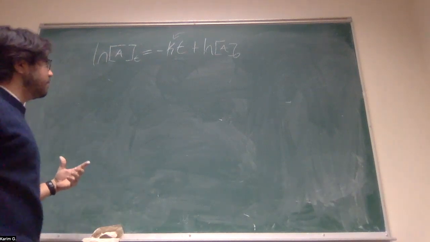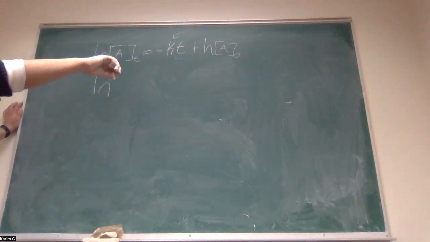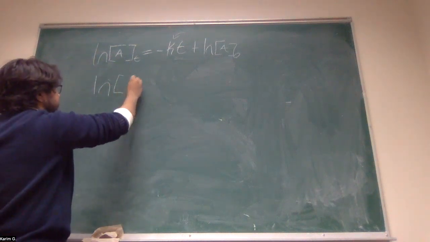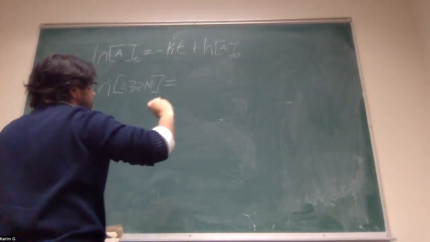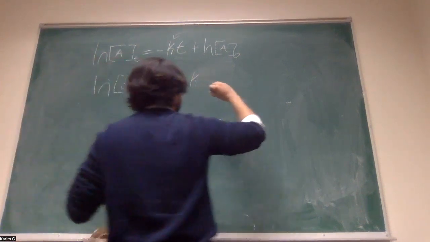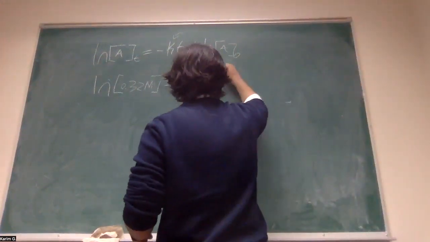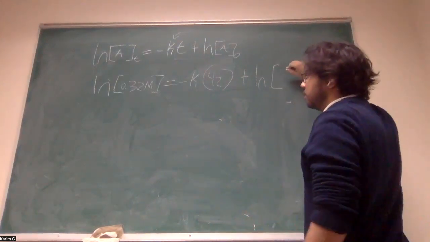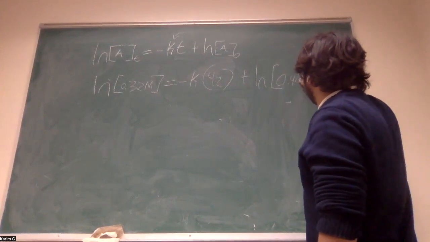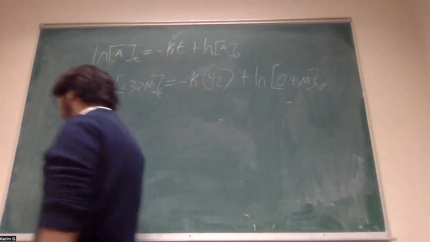Okay. So what are my values that I plug in? What would I put for here? 0.32. That's my final. And then negative K, we already established that that's our missing variable. What about my time? 42 minutes, right? And then what's my initial concentration? 0.45, right? Initially.